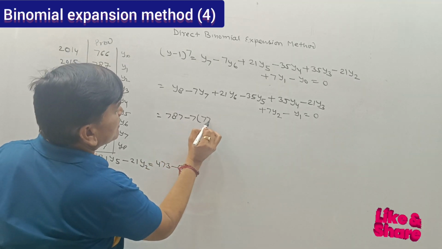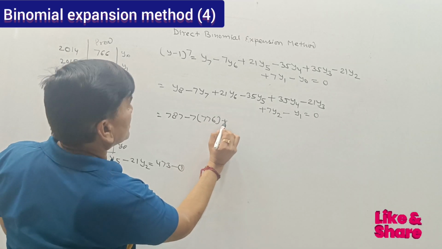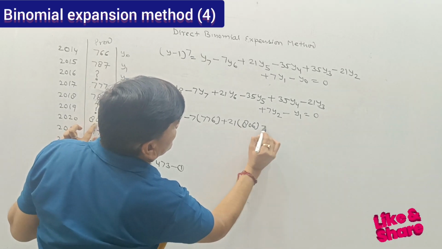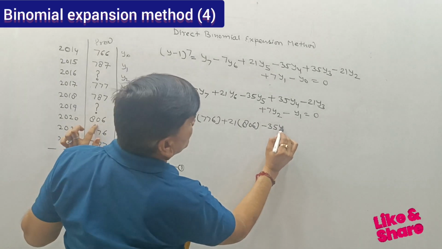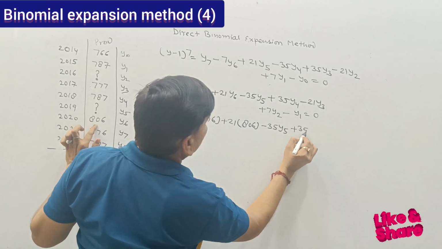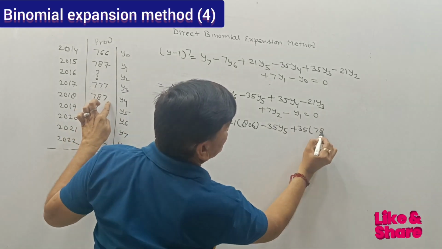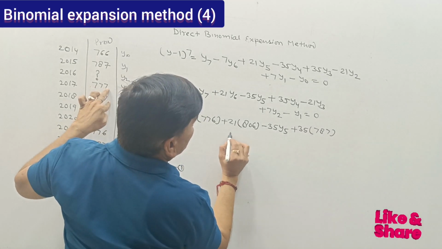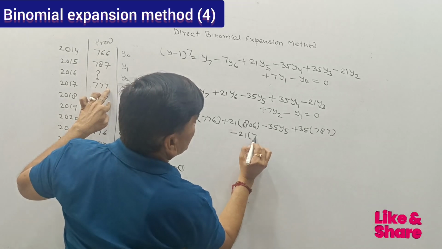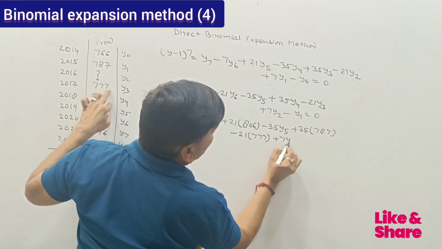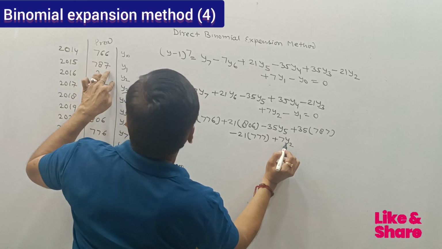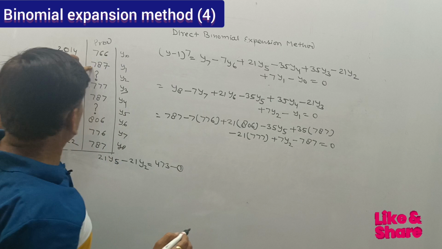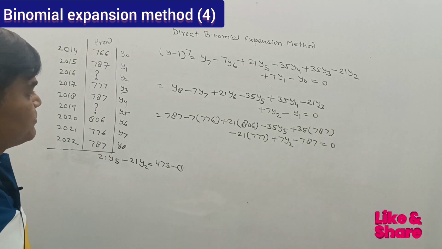minus 7, 776 plus 21, 806 minus 35, y5 don't know, plus 35, y4 value is 787 minus 21, 777 plus 7, y2 value not known, minus 787 is equal to 0. 787 one time, 7817, okay.